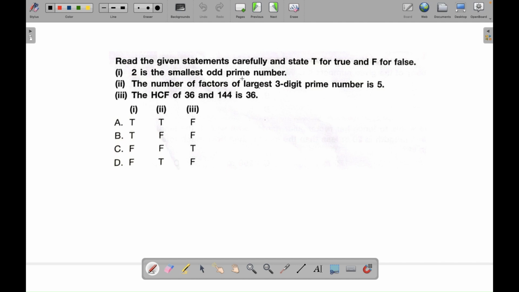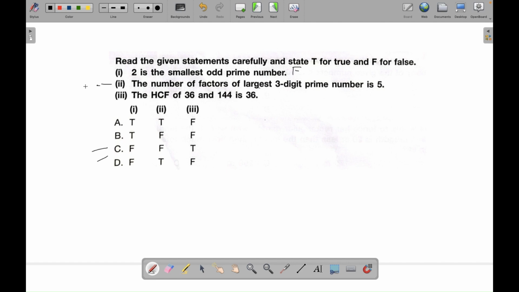Right? We know that 2 is the smallest prime number, not the smallest odd prime number. 2 is an even number. Right? 2 is the smallest prime number, and 2 is the only even prime number. Right? So this is false. So we now know C and D can be correct. The number of factors of the largest 3-digit prime number is 5.